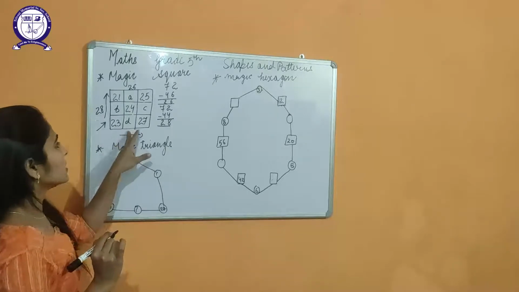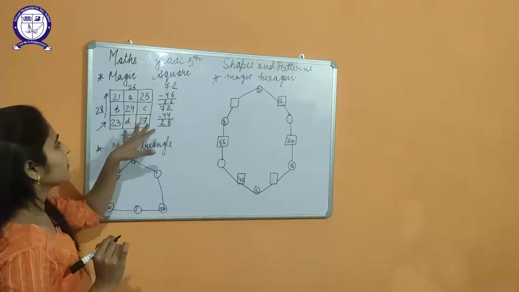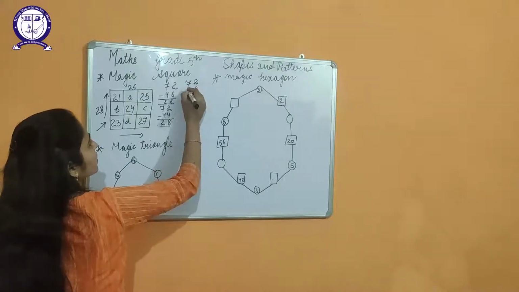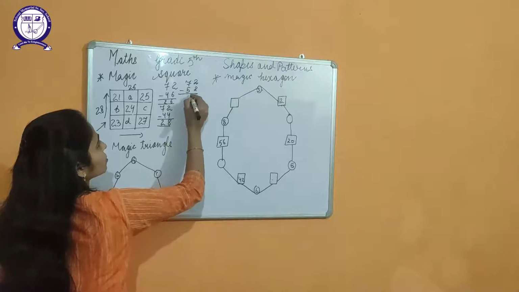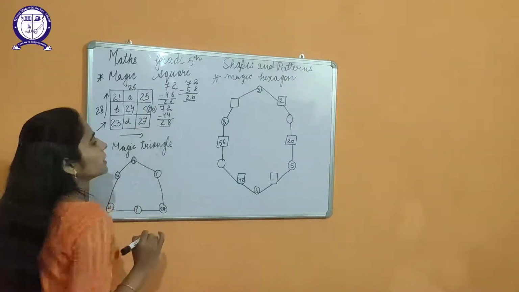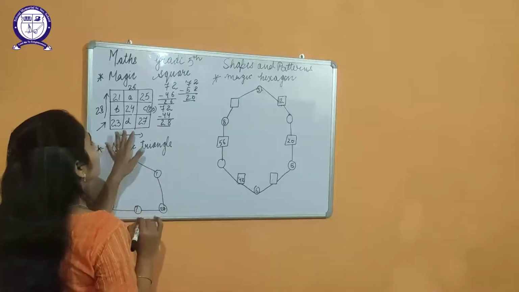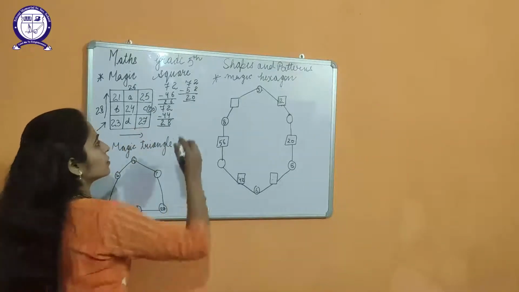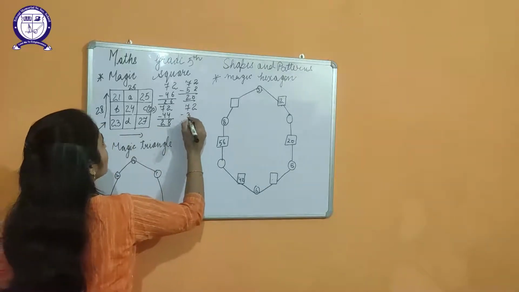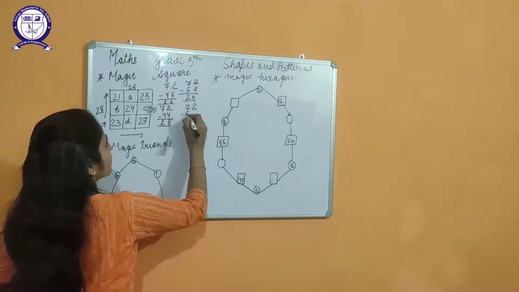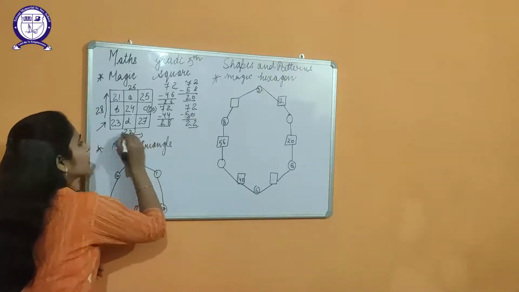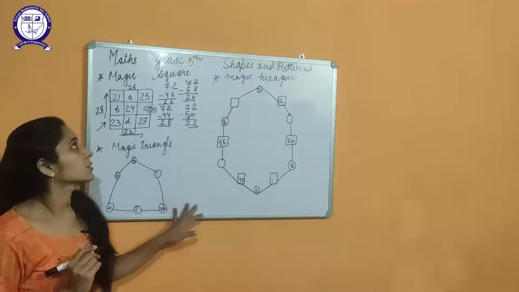So in this case, for C, 25 plus 27 will equal 52. So the answer will be 20. So at the place of C, what will be the answer? 20. Now 23 plus D plus 27. So 72 minus the sum of this. What will be the sum? 50. So the answer will be 22. At the place of D, what will be the answer? 22. So this is about the magic square.